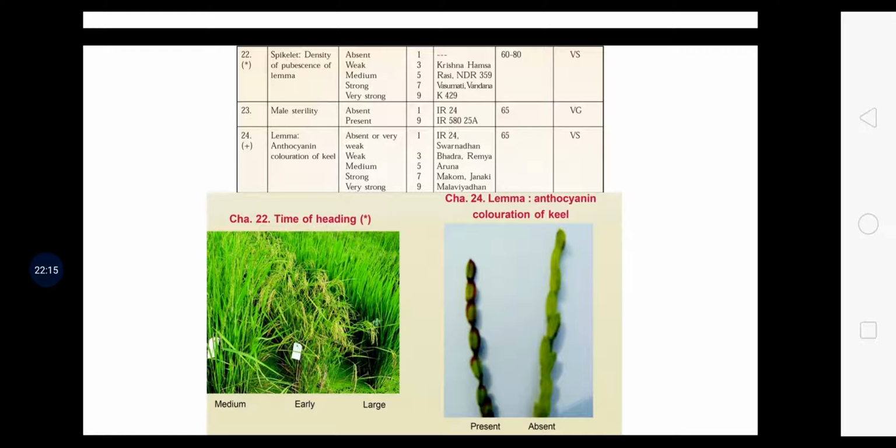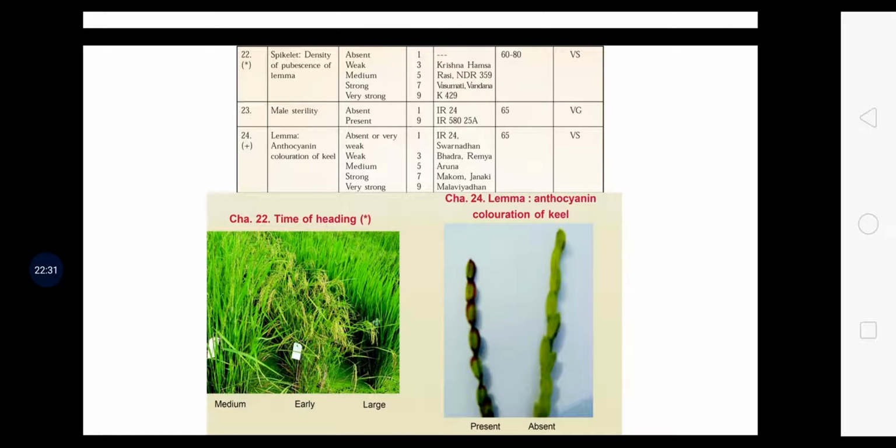23rd characteristic is male sterility, that may be characterized or grouped in absent and present. Absent means 1 and present is 9. Absent is IR 24 and present is IR 580 25A.